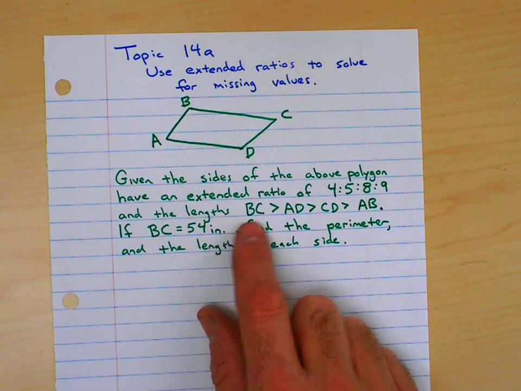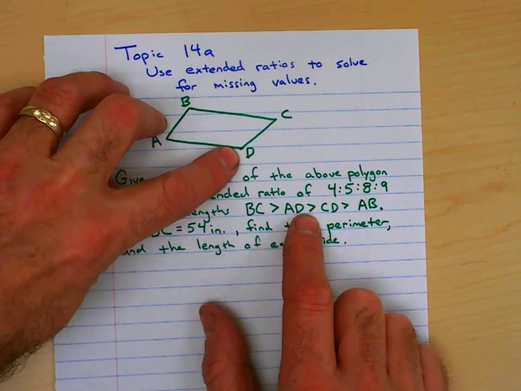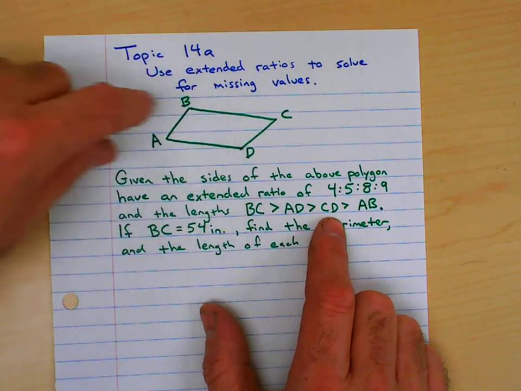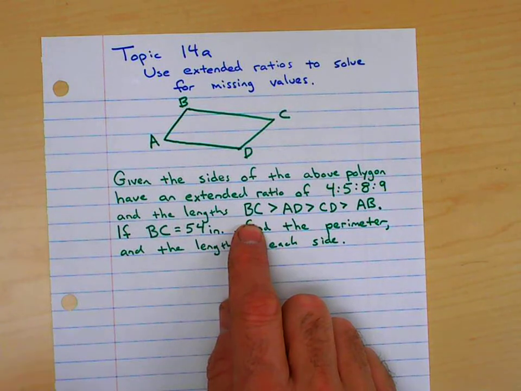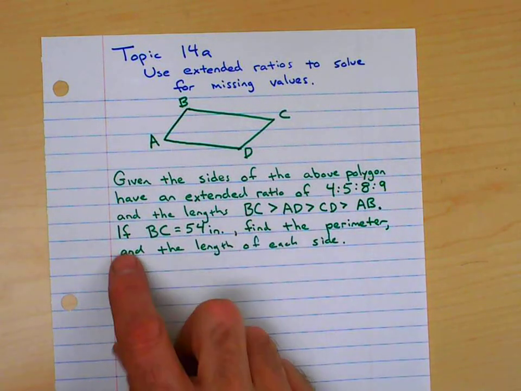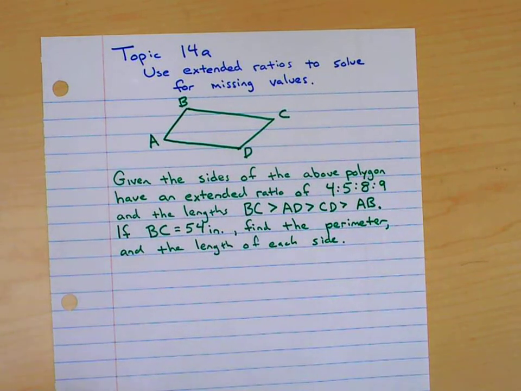They tell you the lengths BC is greater than AD, which is greater than CD, which is greater than AB. That makes AB the smallest and BC the greatest. So if BC equals 54, find the perimeter and the length of each side. Now, if you remember from the notes we had taken last class, we have really 2 steps to doing this. It wasn't laid out as steps, but this is how we did this.